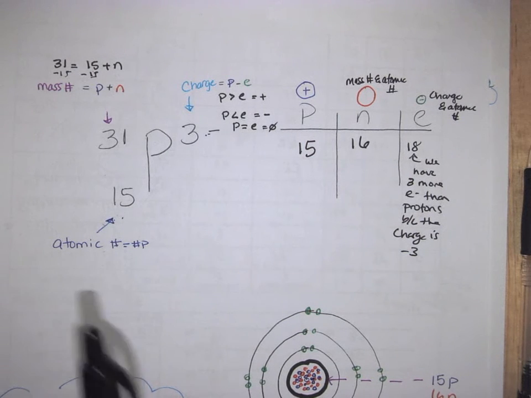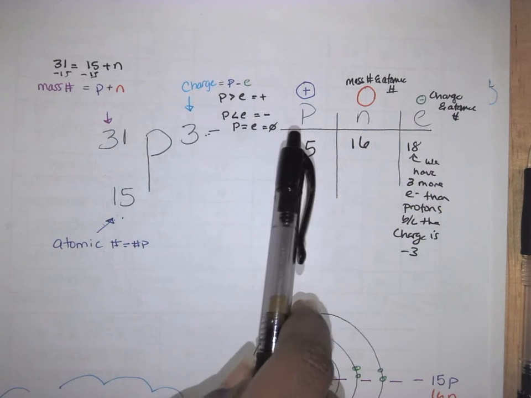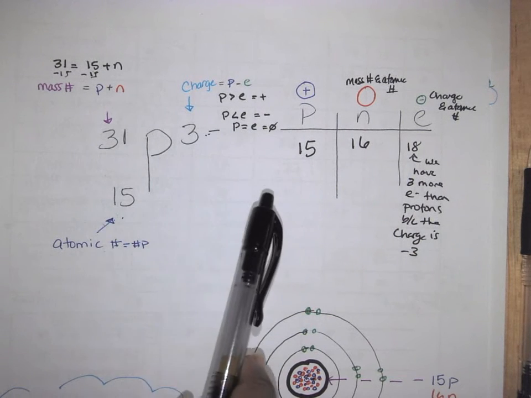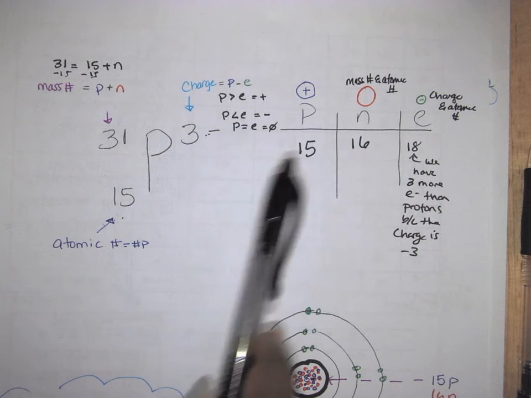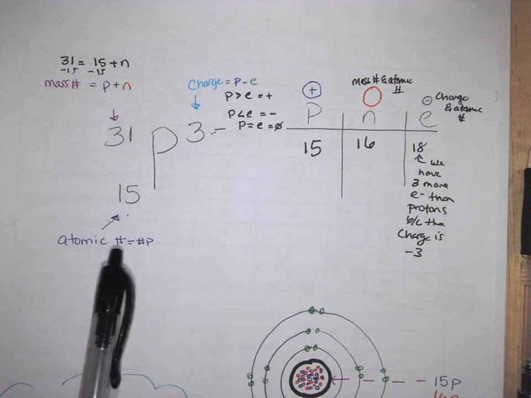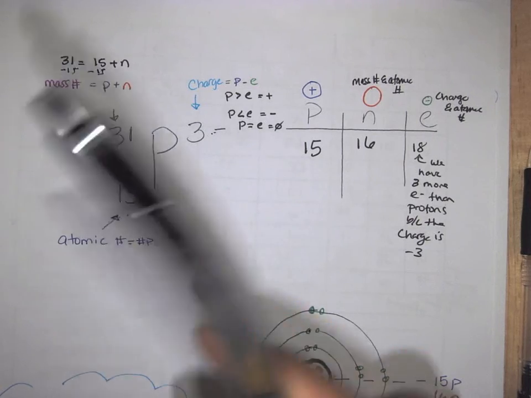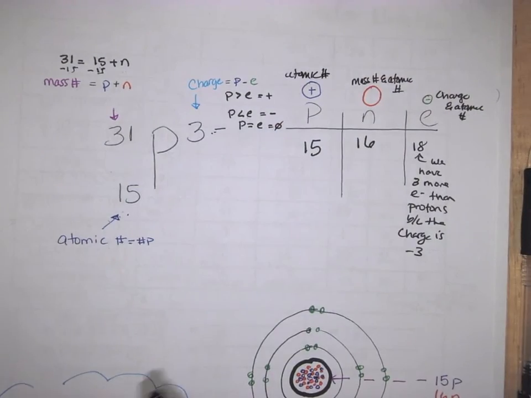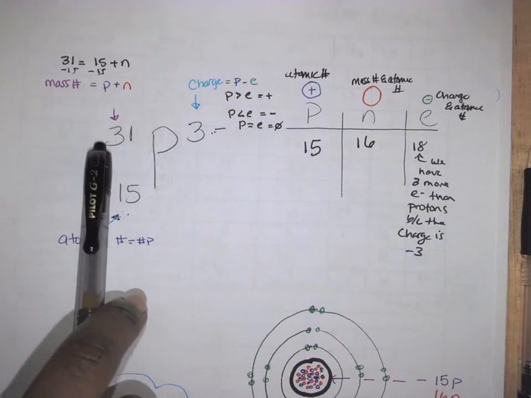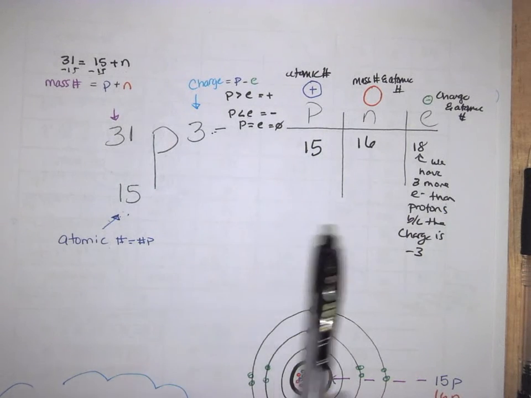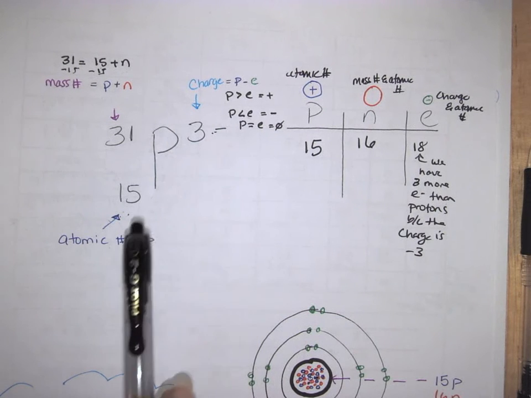So just to recap, when you're given the symbol and you're trying to figure out the number of protons, neutrons, and electrons, what you need to do is for each of the subatomic particles, figure out which of the numbers in the symbol you need. For protons, you just use the atomic number. For the neutrons, you use the mass number and the atomic number. And for the electrons, you use the charge and the atomic number.